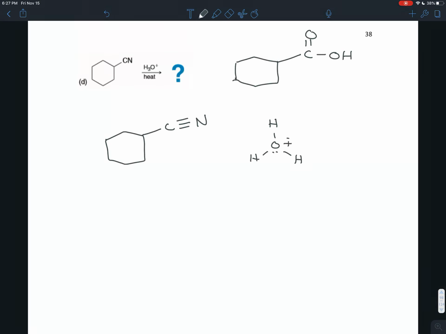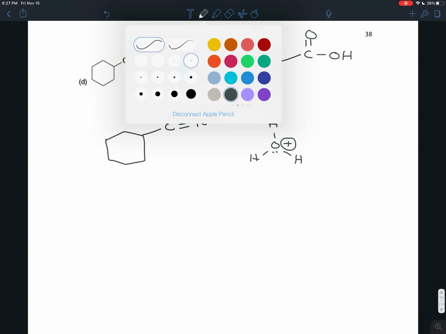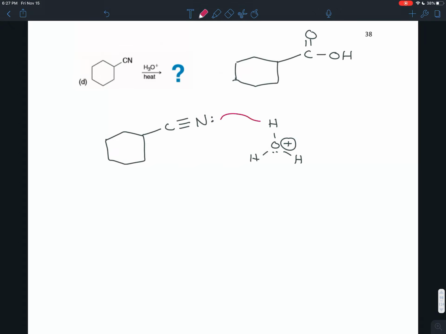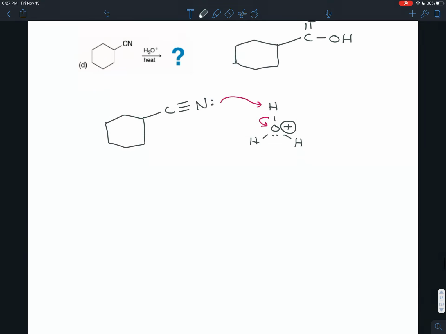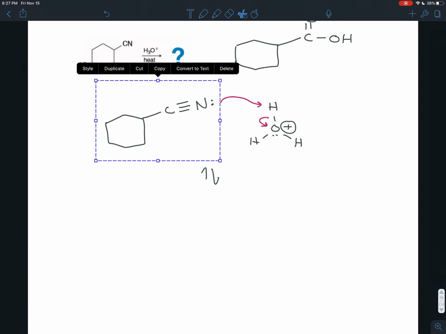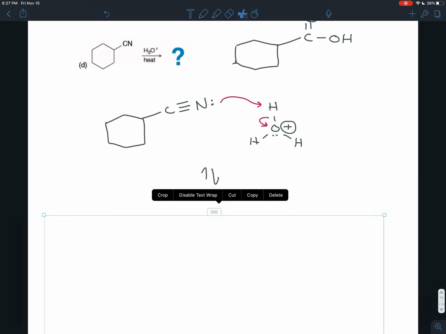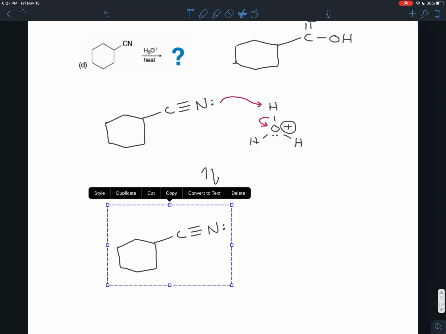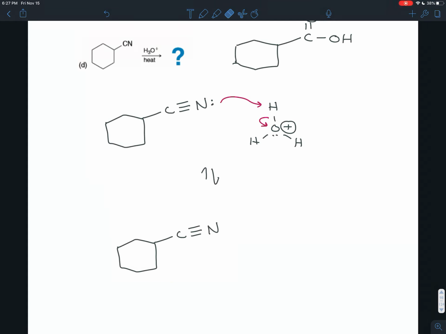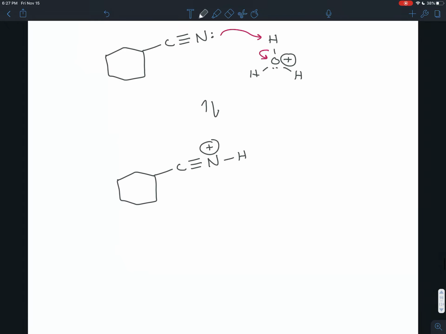Well, in case you are interested, I will draw the mechanism. The nitrogen here has that lone pair that can act as a base. So it steals one of the hydrogens from the hydronium, and the electrons snap onto the oxygen. After you do that proton transfer, you end up with a bond to a hydrogen here and a full charge on the nitrogen. After all, it has 4 bonds.